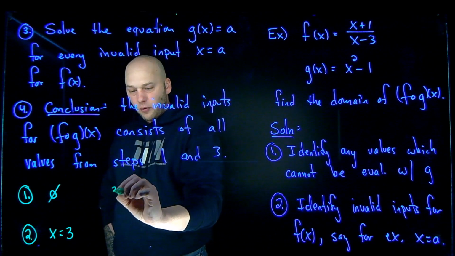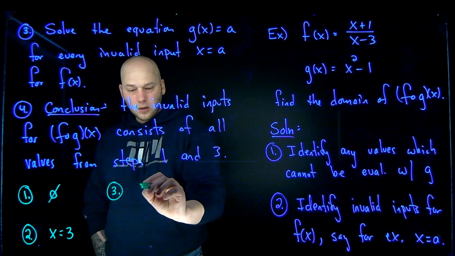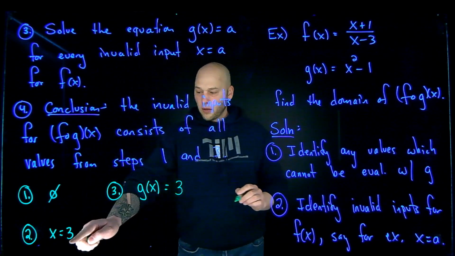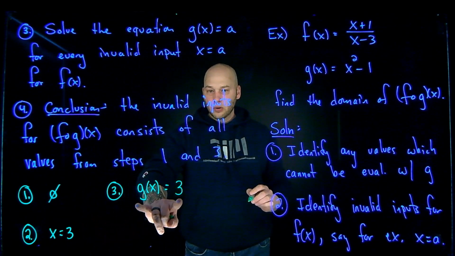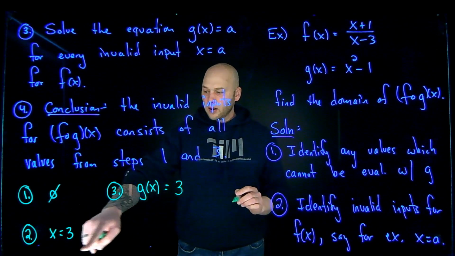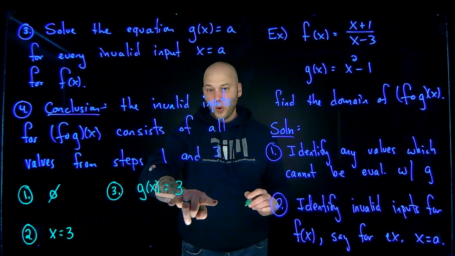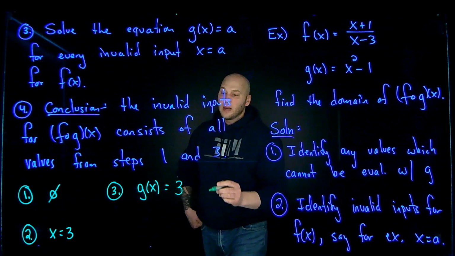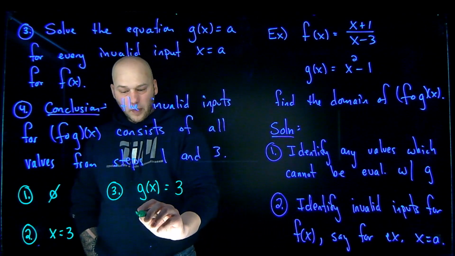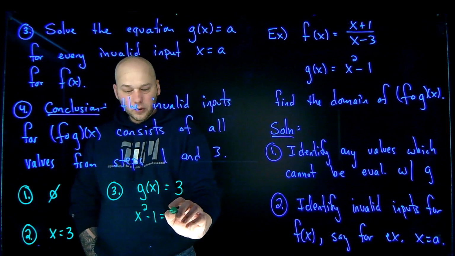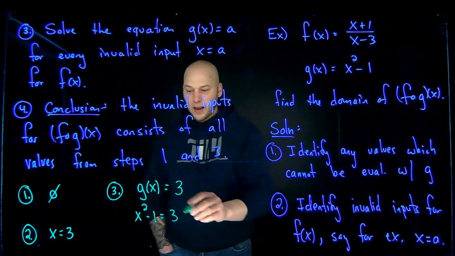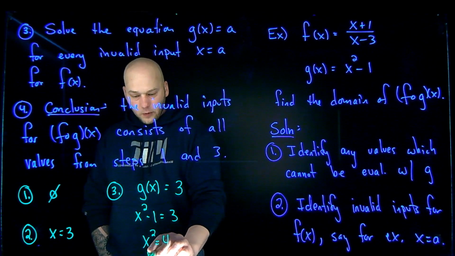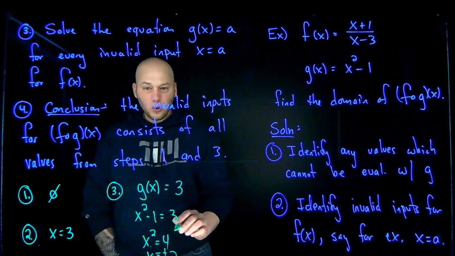Therefore, for step 3, I'm going to take the function g of x and set that equal to 3. If I had, say, 3 comma 5, I would solve g of x equals 3 and also g of x equals 5. So whatever invalid inputs are listed here, I'm going to set up an equation for step 3 where that invalid input is equal to g of x. Now let's solve this equation. x squared minus 1 is equal to 3. Quadratic equation. I can add 1 to the other side. x squared is equal to 4, and that gives me x is equal to plus or minus 2 for the solutions to that equation.